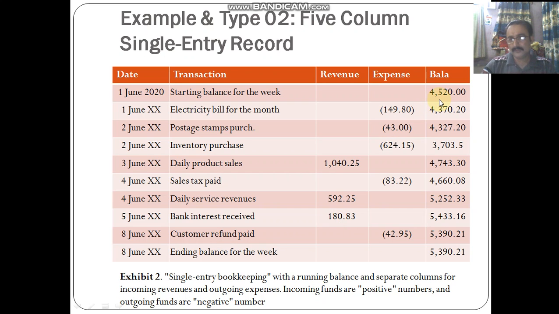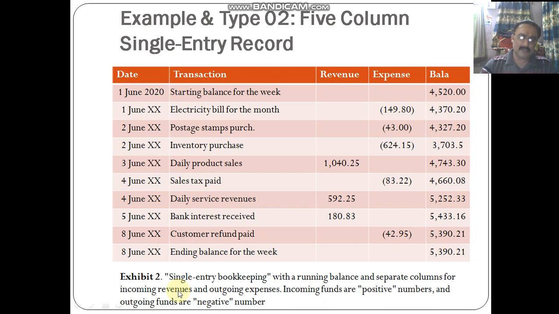If you continue from this figure, 4,520 rupees, you will be subtracting three figures, then you will have this balance, and again you will be adding this figure to it, you will have the balance of this figure, and at the end you will have this figure.